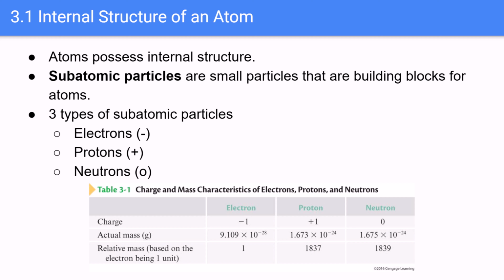I'd like you to know the relative size of each of these as well as their charges, because that becomes very important when we go through and try to determine the number of protons, neutrons, and electrons given an atom.